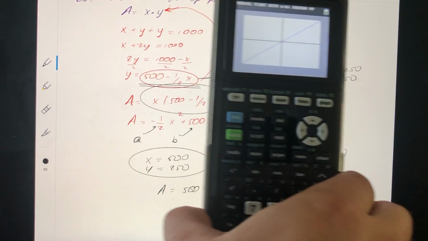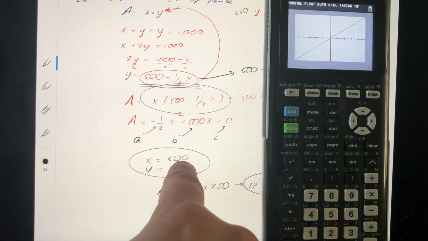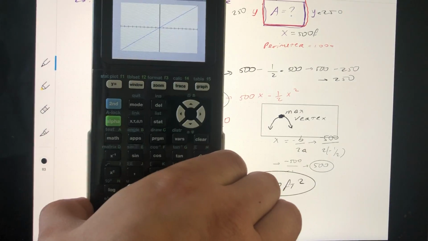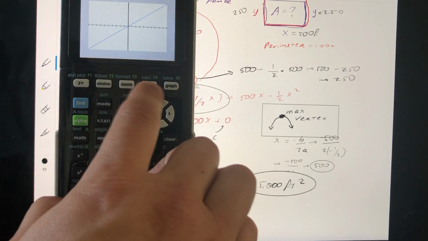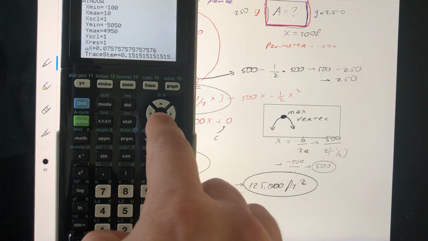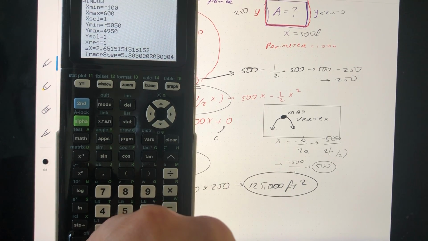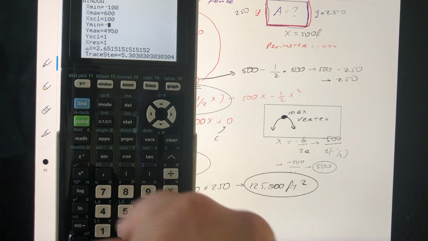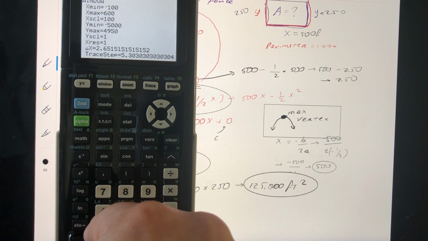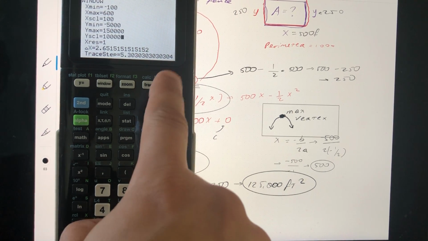Well, what is the window? The window should be big enough to capture on the x 500, and the height should be big enough to capture 125,000. So let's adjust the window ourselves. The x should go from, let's say, negative 100 to 600 by hundreds, so we can see what it is. And the minimum, let's say negative 5,000, that's fine, but the maximum is not far enough. It should be more than 125,000, so maybe 150,000 would be enough by, let's say, 10,000. So let's see what that looks like.